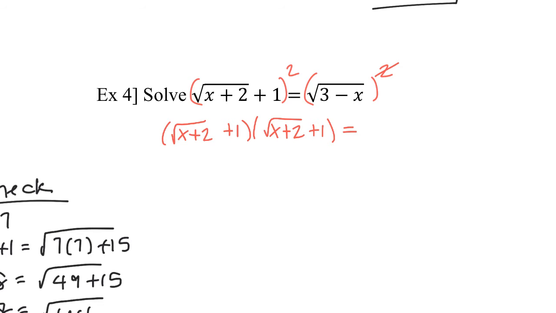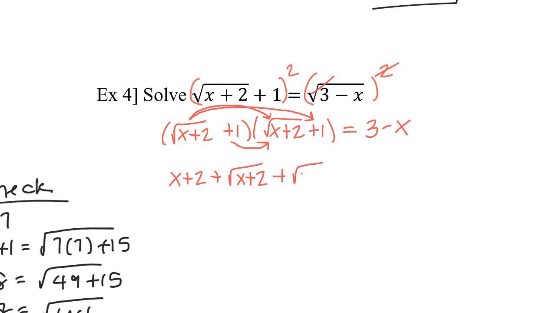And then on the right side, the squares and the square roots will cancel out, and all you're left with is 3 minus x. So we have the square root of x plus 2 times the square root of x plus 2. Since you did the same square root times itself, you're going to be left with what's underneath. The square root part cancels out. Then you have the square root of x plus 2 times a 1, so you're going to have plus square root x plus 2. Then you're going to have 1 times another square root of x plus 2, so square root x plus 2. And then 1 times 1 makes 1 equals 3 minus x. Combine like terms.